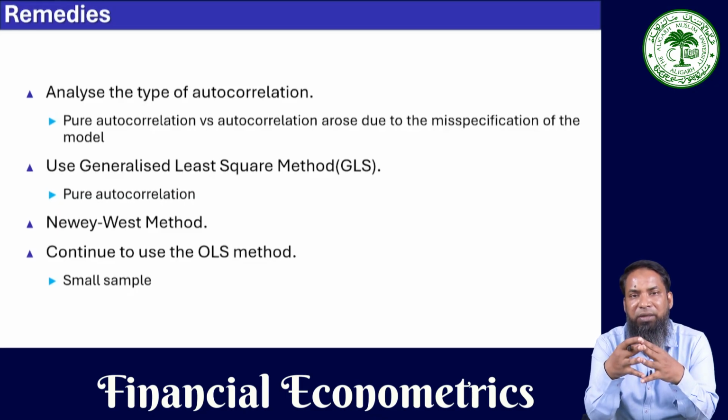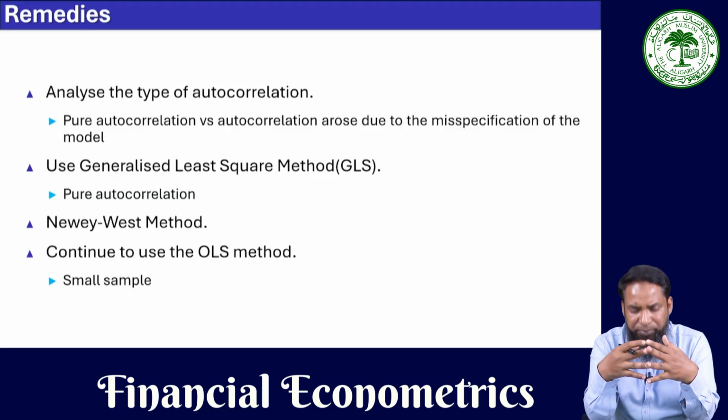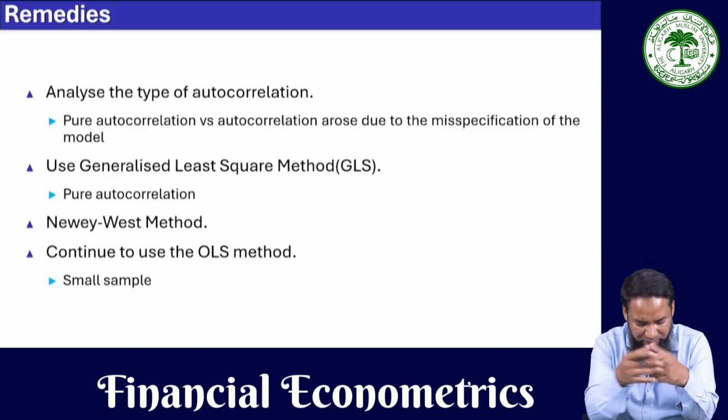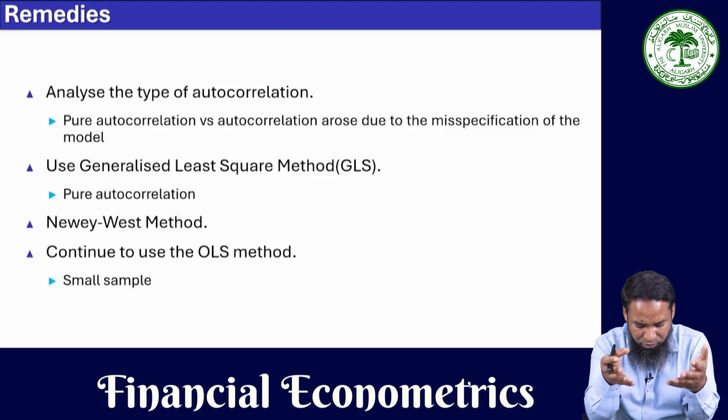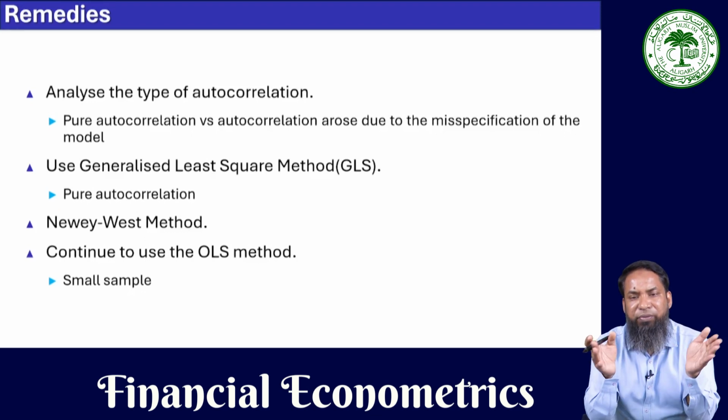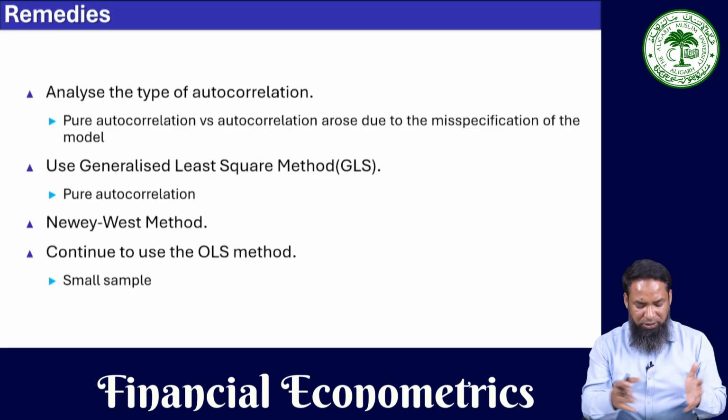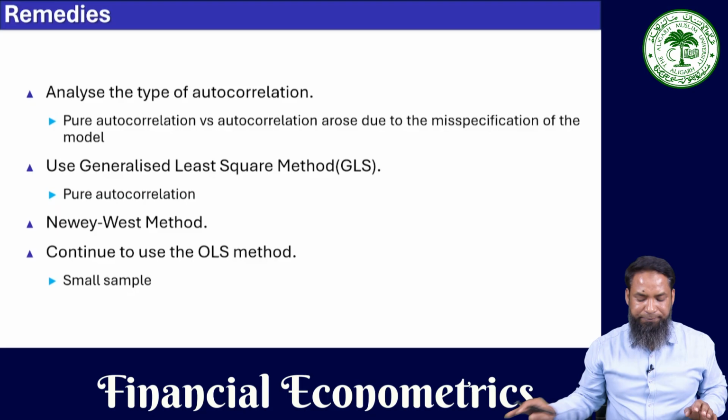For example, if the autocorrelation is arising due to omitted variables, we can include that variable and make the correction. There are other methods for the estimation, or we can continue to use the OLS method. For example, if you have a very small sample, there is a high likelihood there may not be a problem of autocorrelation, because it is a phenomenon of time series. So, then we can use the OLS method here.